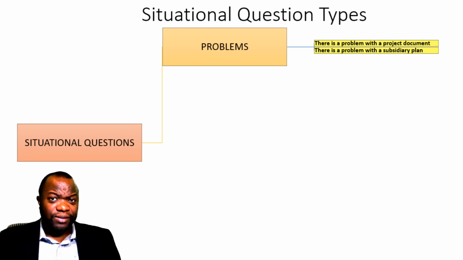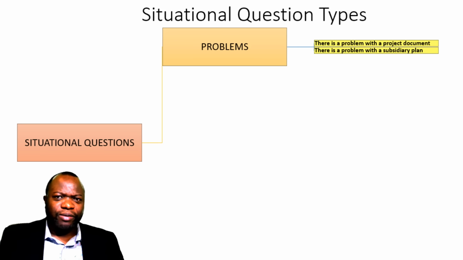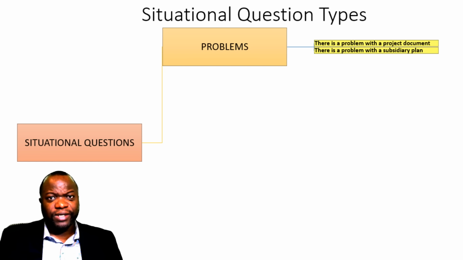Next one is there's a problem with a subsidiary plan, your cost management plan. It has a problem with the metrics that you've decided to use, the cost metrics, maybe the earned value metrics, and you're in the middle of the project and you realize there's something wrong. There's a problem of some sort. They'll describe the problem. What should you do?